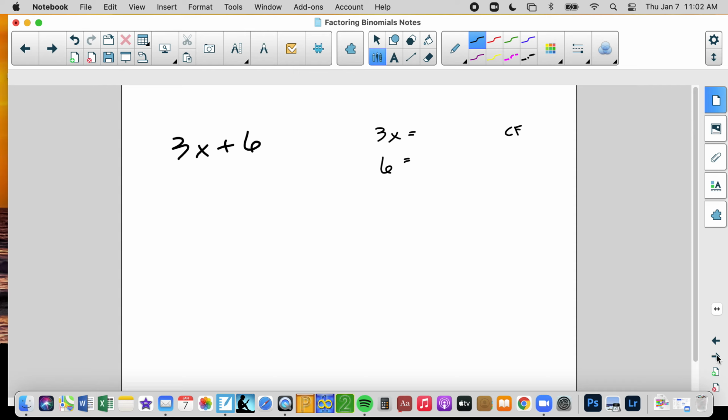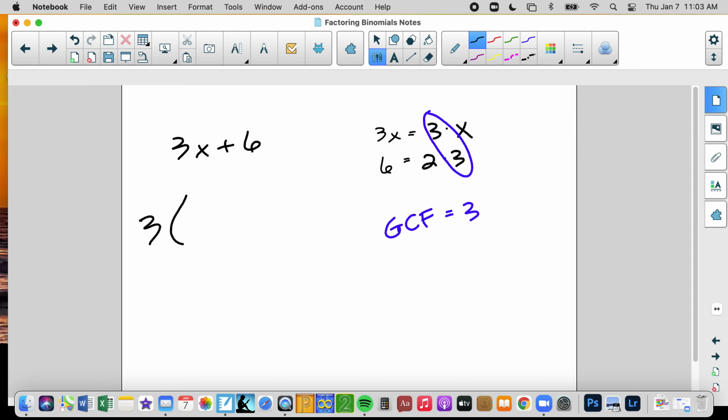We want to take out a common factor. One of the ways that we do that is we take the prime factorization of each of the terms. Prime factorization of 3x is 3 times x. The prime factorization of 6 is 2 times 3. And then we look for the greatest common factor. They have a 3 in common, so my GCF is 3. So I'm going to take out a 3 from both of those terms.